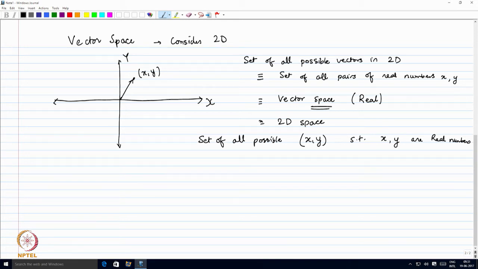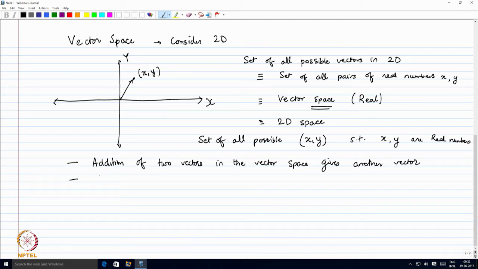Now, there are some characteristics of this vector space that go back to the two operations that we talked about last time. So, addition of two vectors in the vector space gives another vector. If you add any two vectors, you get another vector which is also in the vector space.